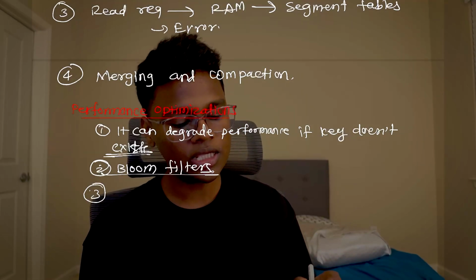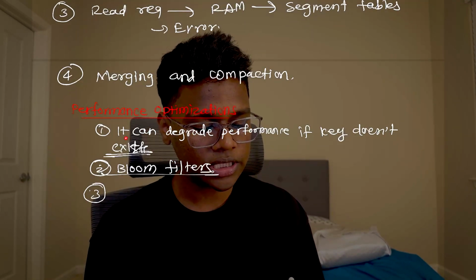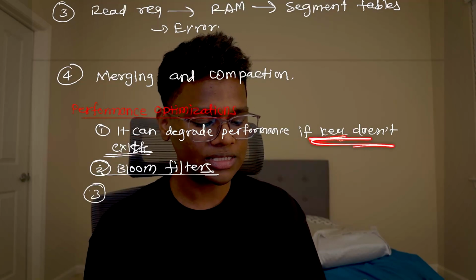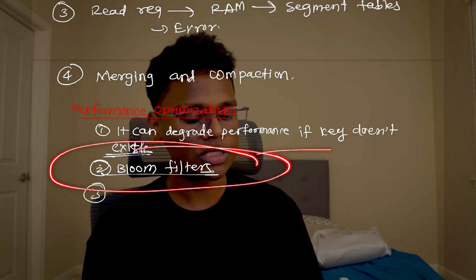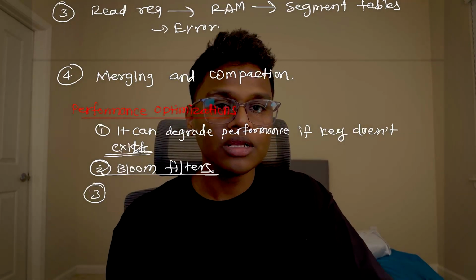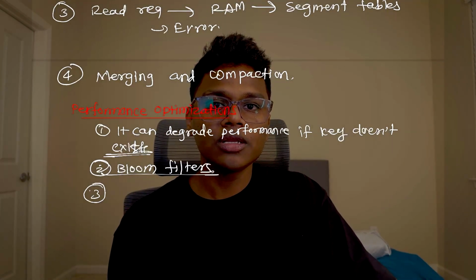We also saw how the performance degrades if the key doesn't exist in the database, and how to solve it using the Bloom filters. So that is about it. Let me switch to this screen. I think that is about it. I hope you understood the overall concept about the LSM trees.